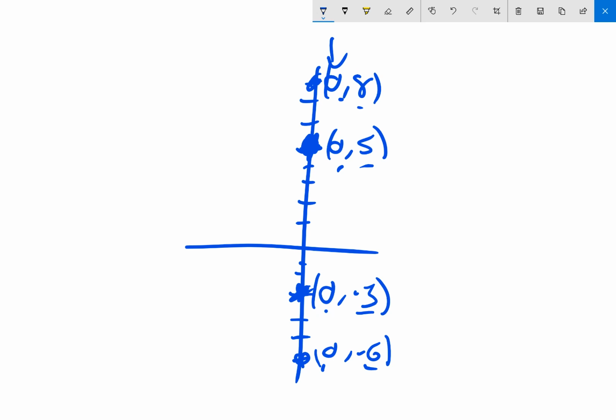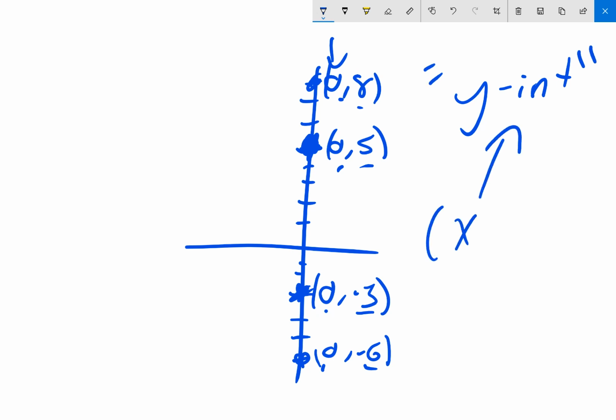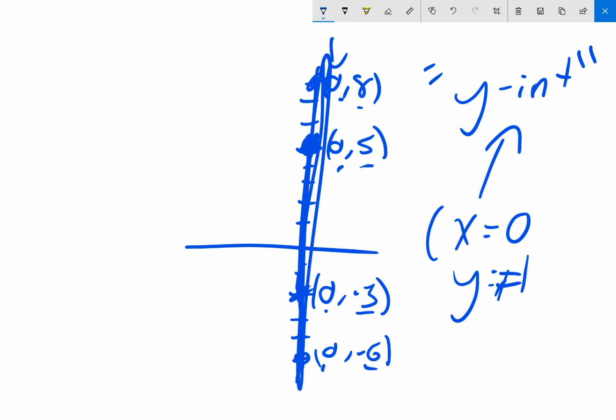But you have to remember that when something says y-intercept, it always means x being equal to 0. Because when x is 0, the y value can be anything, and that would be on this y-axis here. This is 0 at 8, 0 at 5, 0 at -3, 0 at -6. So just remember that x is always 0 on the y-axis. That's the key to that problem.